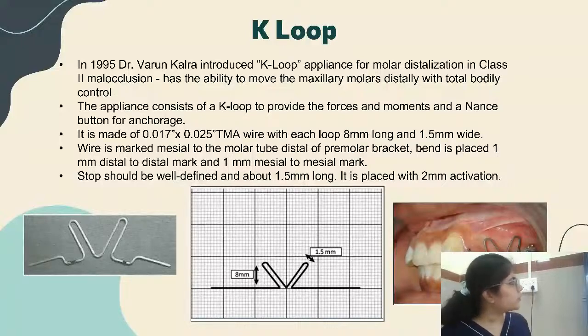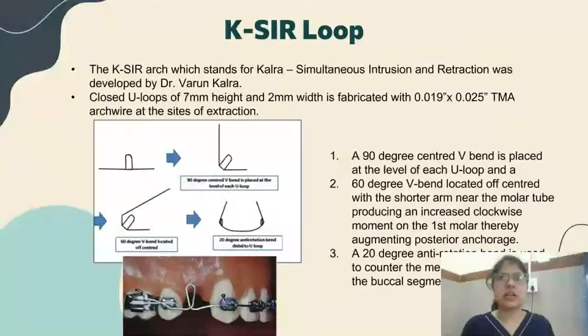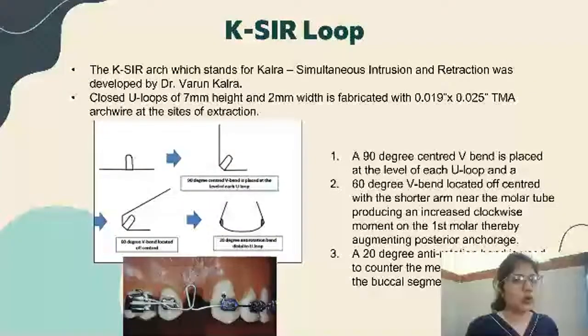So stop should be well defined and about 1.5 long. It is placed with 2 activation. Now next is hand retraction, which was developed by Dr. Varun Kalra. It is fabricated with 1925 TMA arch wire at the sites of extraction.